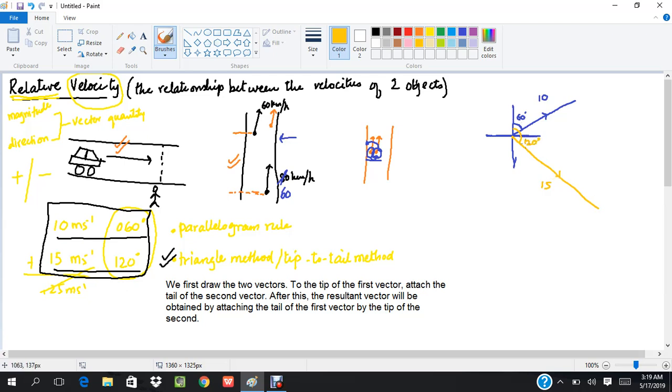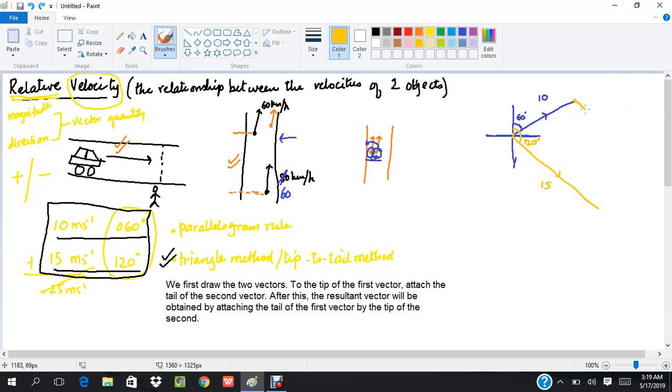So in the first step, if you take a look at this orientation, this is not a tip to tail orientation. Why? Because this is the tip of the first vector and this is the tail. Here we have attached both the tails together. So this is not tip to tail. In order to make this tip to tail, I'll have to transfer this 15 meter per second vector over here, so that the tip to tail orientation is achieved. So this is exactly what I'm going to do now.